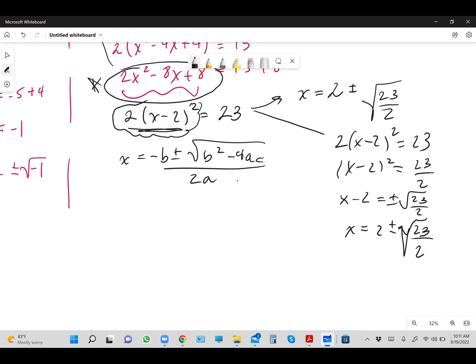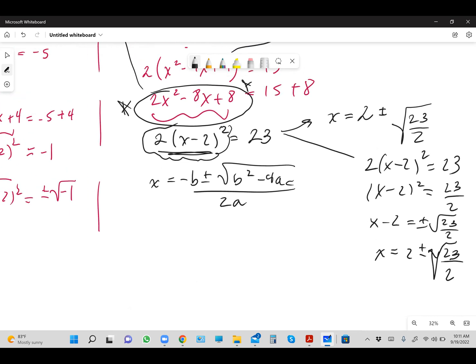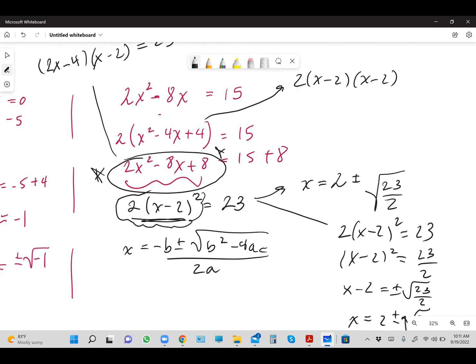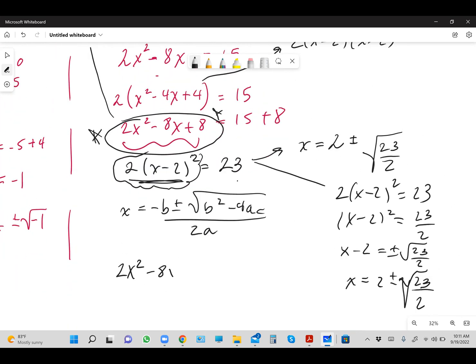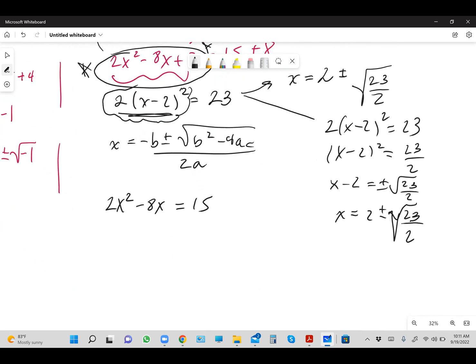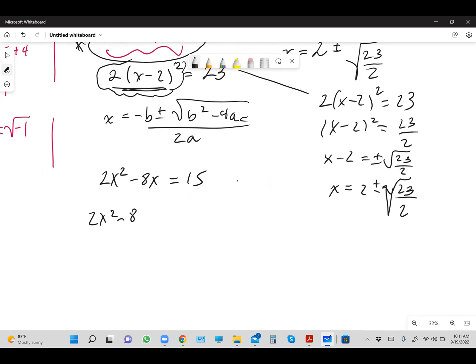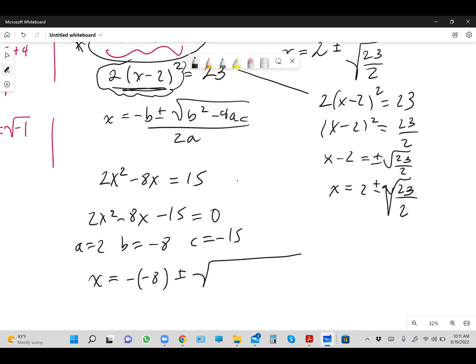But now, if I try to do this problem using the quadratic formula, where I write, so here we have 2x squared minus 8x equals 15. And I rearrange this and say, oh, that's 2x squared minus 8x minus 15 equals 0. And a equals 2, and b equals -8, and c equals -15. I should be able to go x equals negative of -8 plus or minus the square root of -8 squared minus 4 times 2 times -15. Divide that all by 2 times 2.